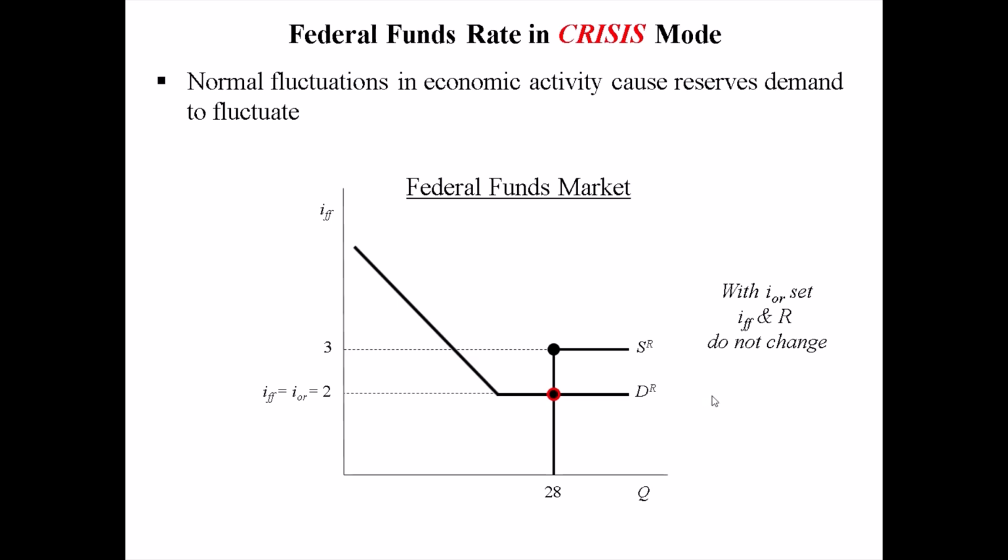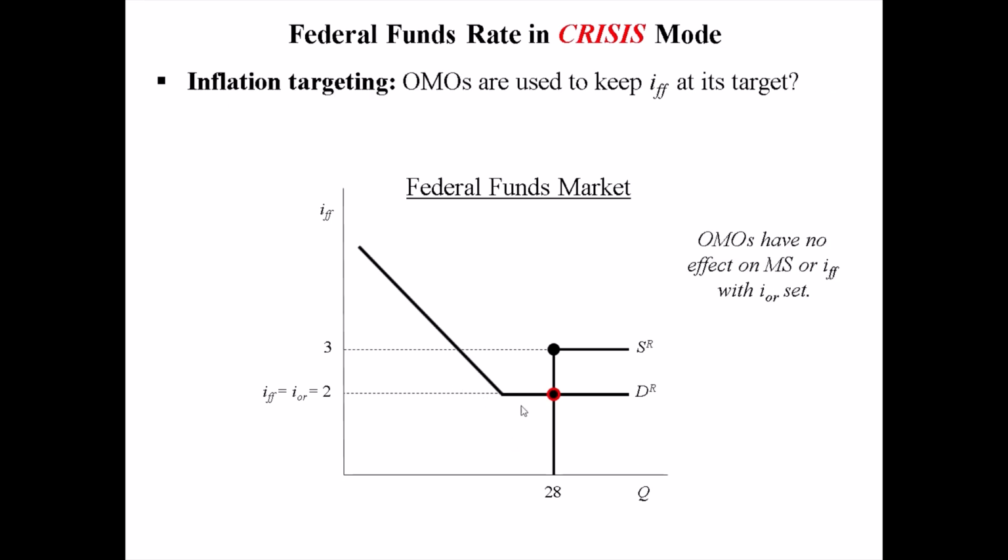So with the interest on reserves set as a binding price floor, the federal funds rate and quantity of reserves won't change theoretically. Now I'm going to show you how open market operations don't change the federal funds rate like they do in the normal mode. With demand oscillating very little, or normal fluctuations in reserves demand, there's enough excess reserves where the Fed can do an open market purchase and move the supply curve over here, or do an open market sale and move the supply curve back over here. So I'll show you how that works.